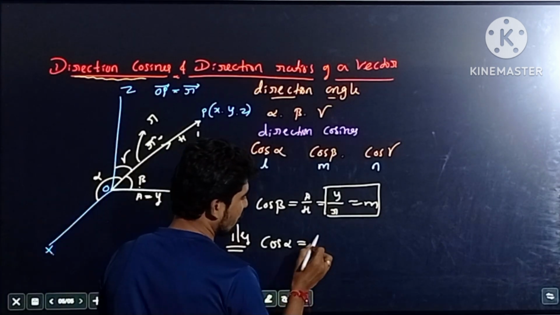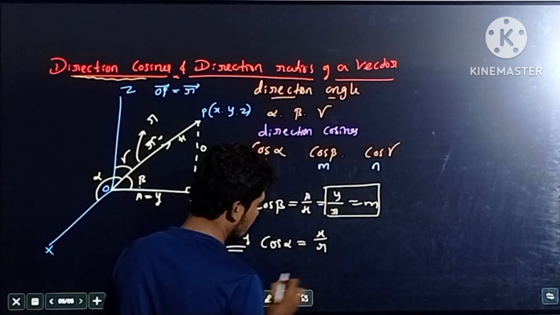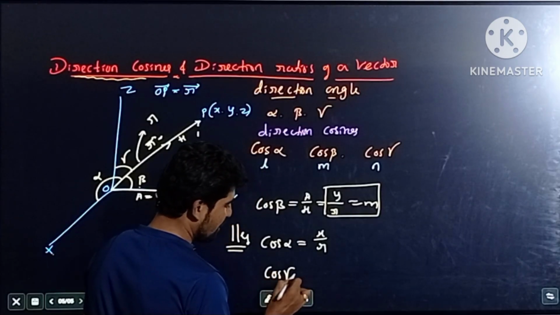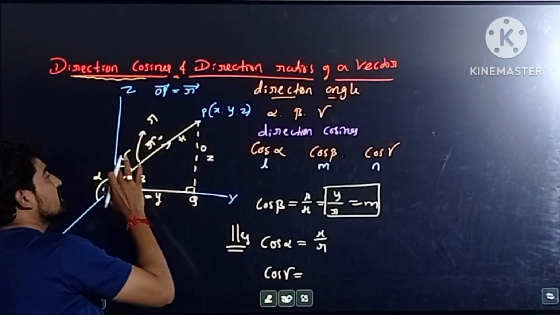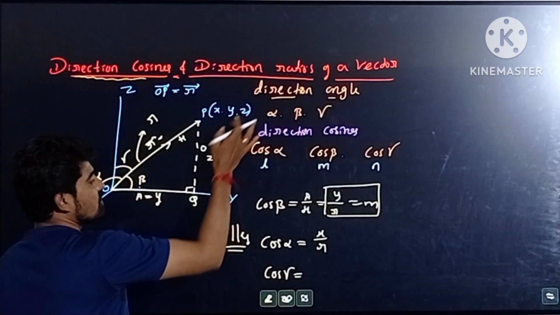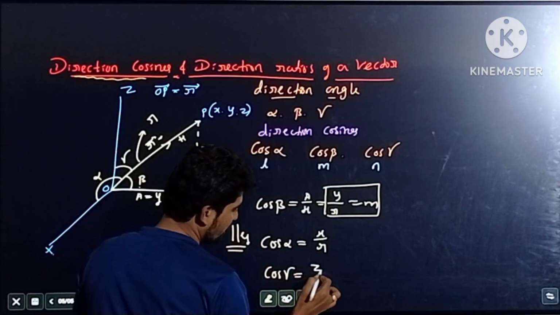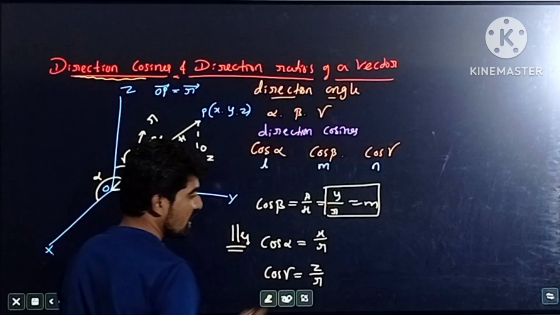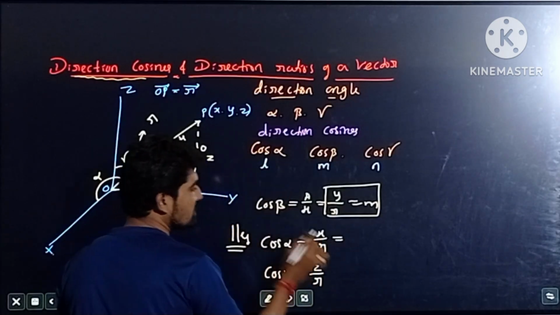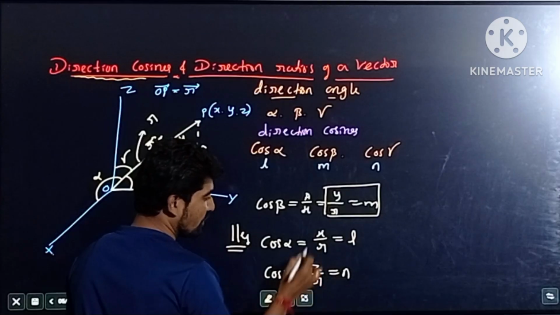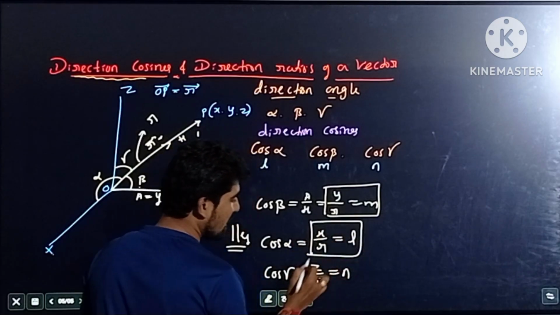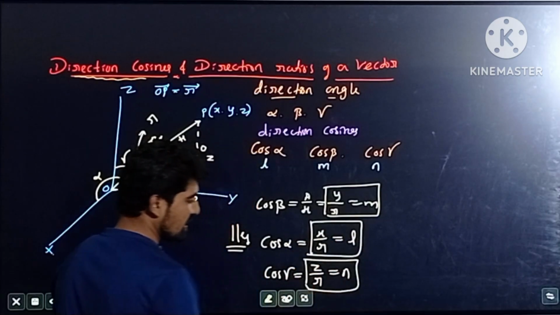Therefore cos alpha should be equal to x divided by r, and hence cos gamma is equal to, since the angle made by the vector with the z axis is gamma, z divided by magnitude of r. And as you know that cos alpha means L and cos gamma means N. So we got the value of L is x by r and the value of N is z by r.